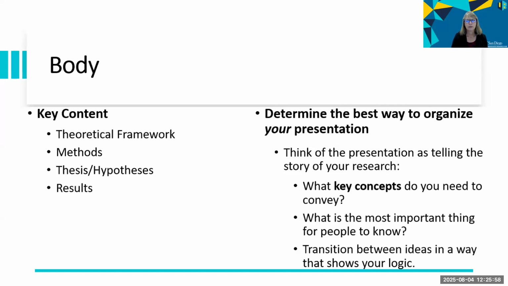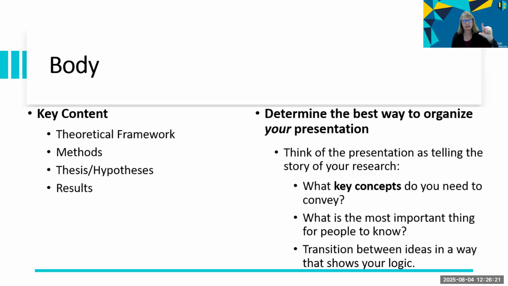You also want to transition between ideas in a way that shows your logic. You don't want it to feel like you're hopping around. I know when I'm writing a paper, one thing that helps me make sure I'm doing this is to write a sentence outline. So I write an outline that's just the topic sentence of each paragraph, and that helps me see whether the transitions I'm making make sense.